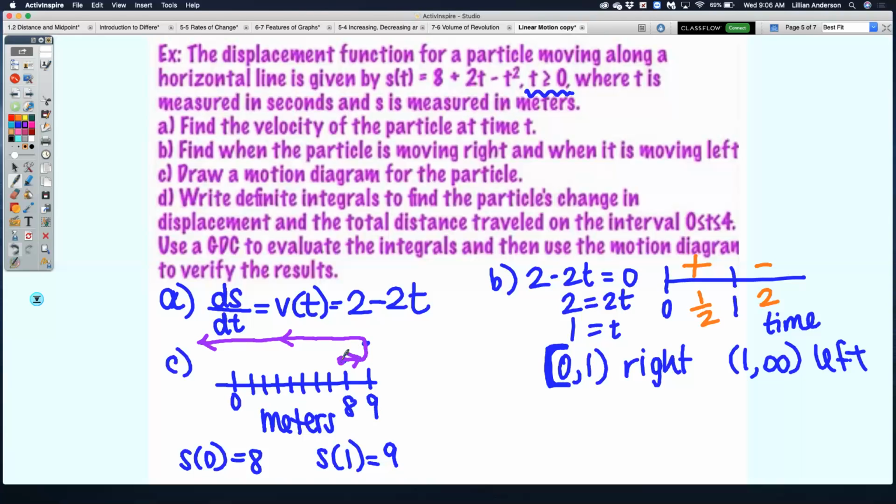So this would be our sign diagram. At t equals 0 seconds, that's where we started. And then at t equals 1 second, that's where we were when we changed directions and went in the opposite way. And that would be our motion diagram. And that is a review of linear motion with derivatives. Questions before we do part D?